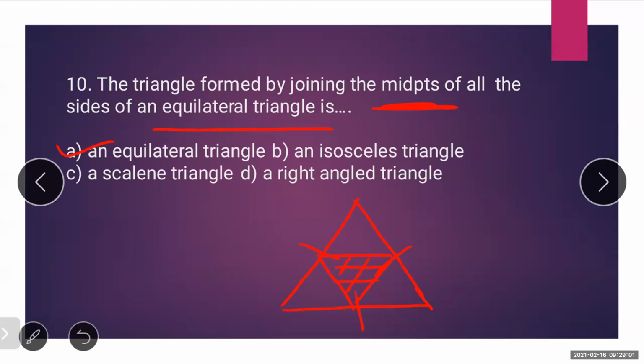Isosceles means what? Any two sides are equal. Scalene means what? All the three sides are different. And right angle, as you know, means the angle making 90 degrees. So none of these three options will hold over here. The correct option will be what? Option A, that is an equilateral triangle.